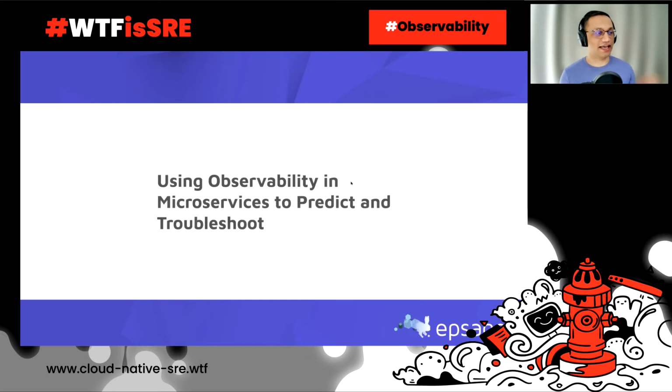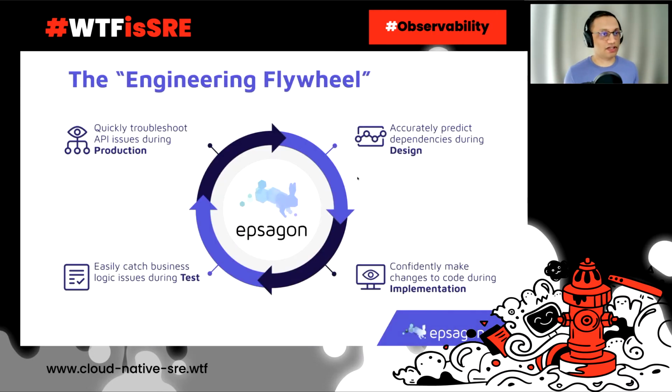So let's see how we can use modern observability in microservices to predict and troubleshoot behaviors. At Epsagon, we believe that an observability solution should help you throughout your engineering lifecycle. On the right-hand side, you can see that an observability solution can help you predict your dependencies and thus help you during the design phase. It can also help you implement your features faster and also deliver them with confidence. On the left-hand side, you can see mostly troubleshooting, and that is during the testing phase as well as the production phase.